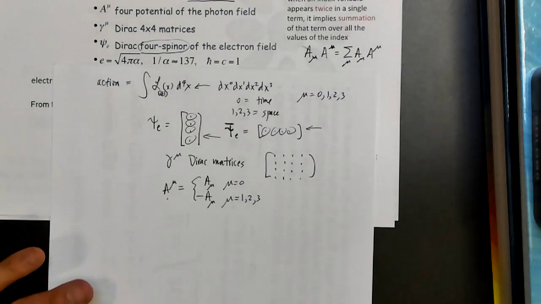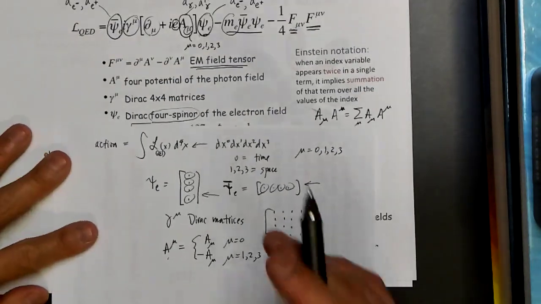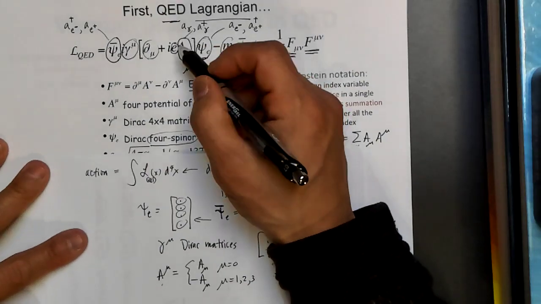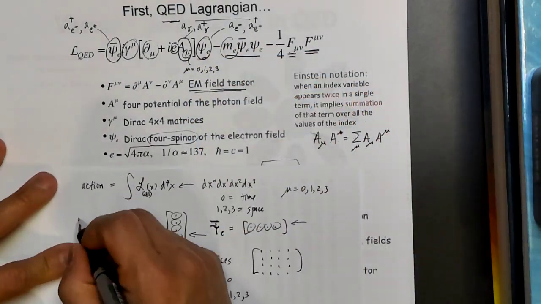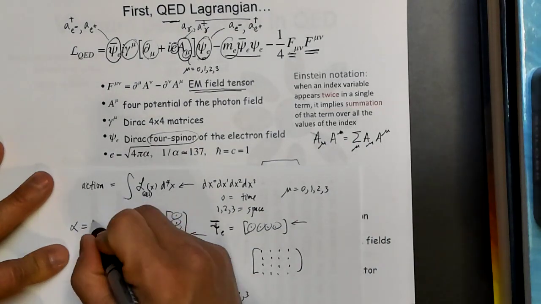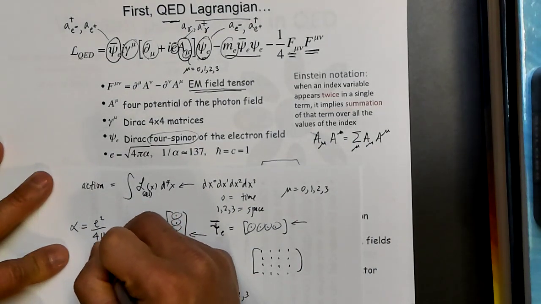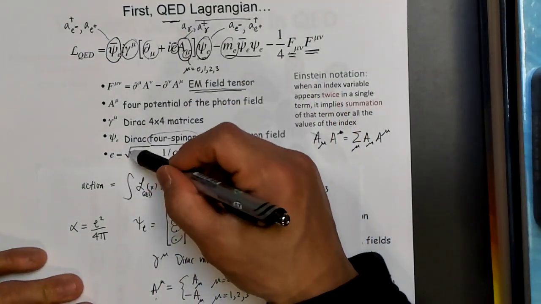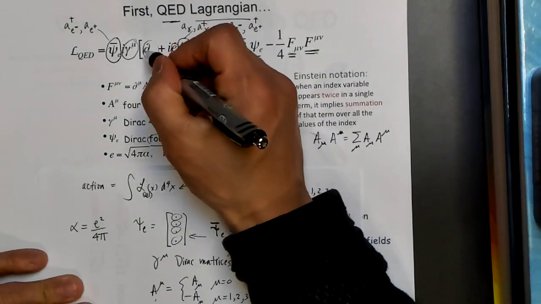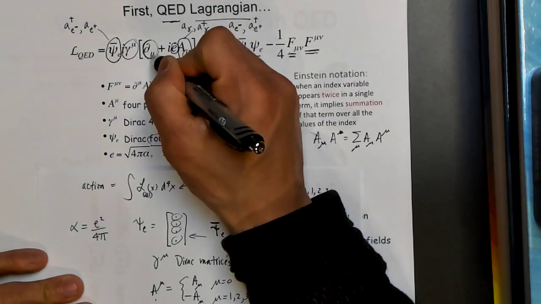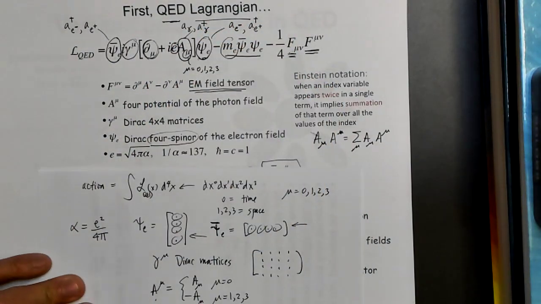The last thing I should mention for this Lagrangian is that there's this coupling here, okay? And so you're probably familiar with this fine structure constant as being e squared over 4 pi, and so I can write e in terms of alpha as the square root of 4 pi alpha. And this d_mu is, of course, just the derivative acting on psi_e.